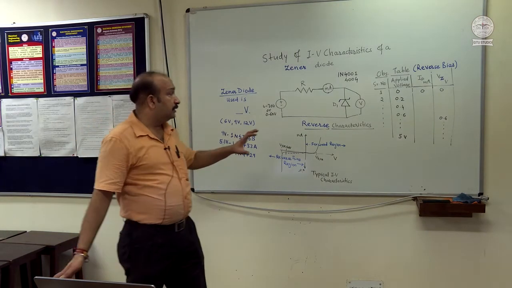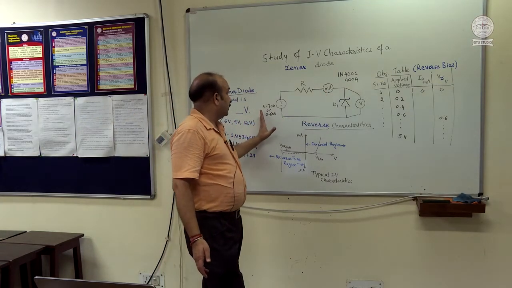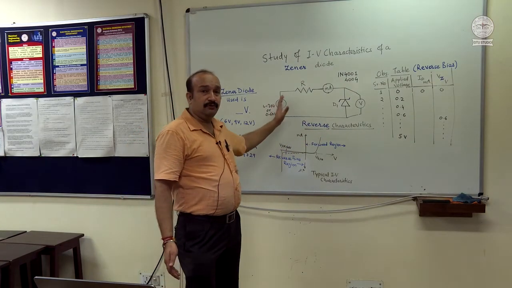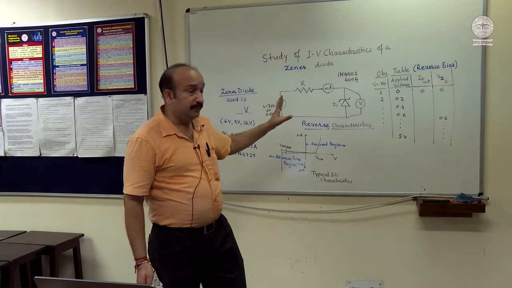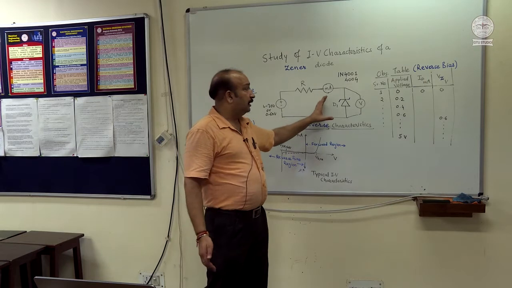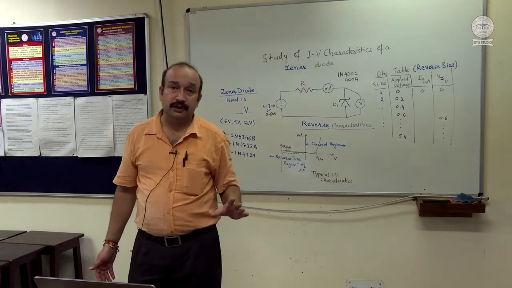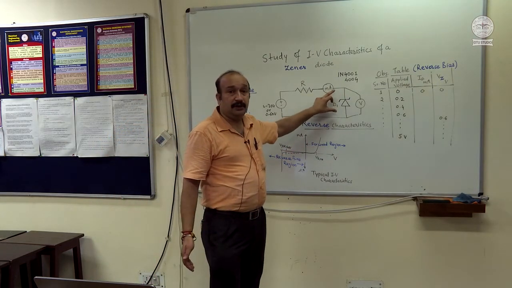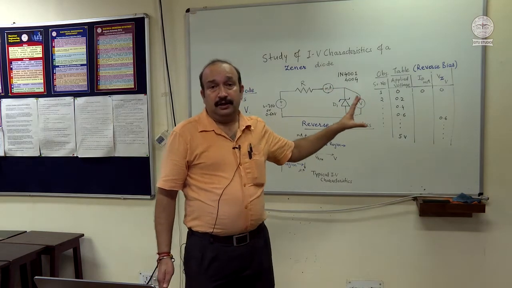Whenever a Zener diode is placed in reverse bias, and as you go on increasing the supply voltage, once it reaches the Zener breakdown voltage of the diode as per the diode part number, then after that the current flowing through the Zener diode goes on increasing, but the voltage across the terminals of the diode is maintained constant. This is the speciality of the Zener diode.